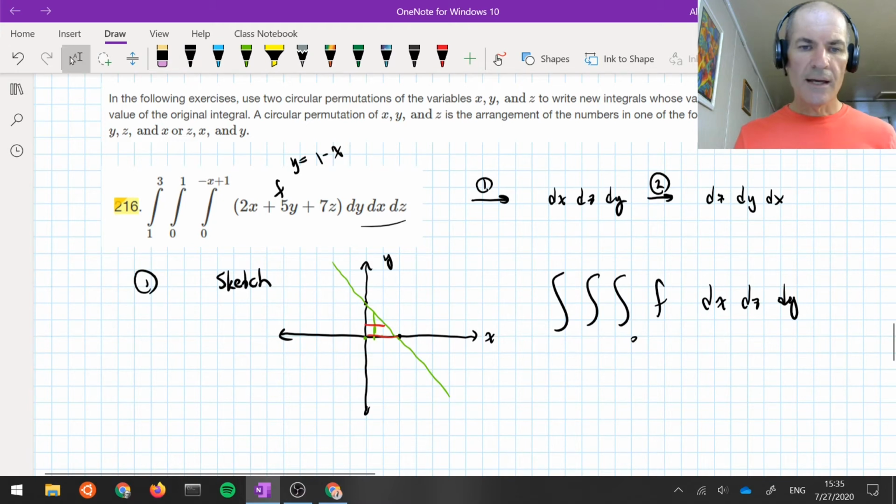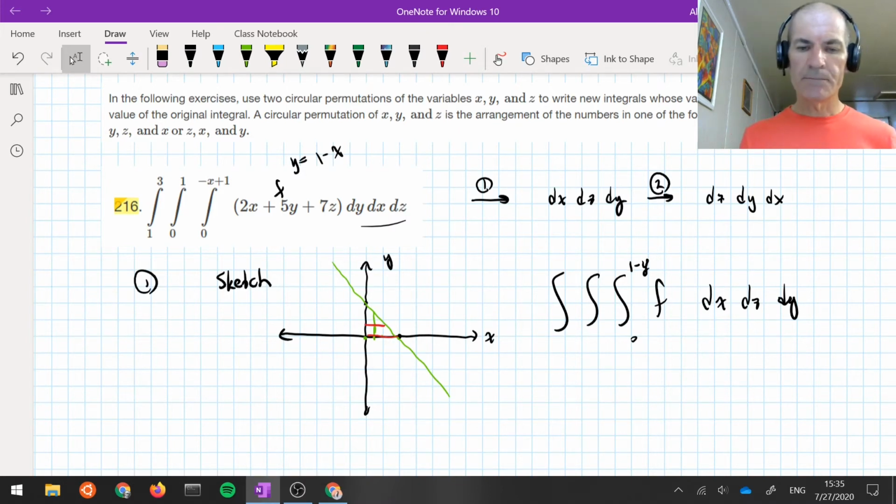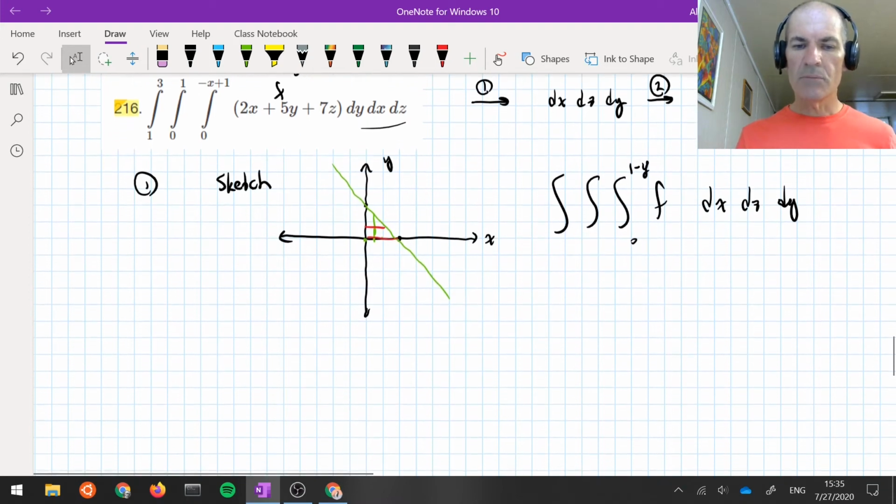The equation of this line is y equals 1 minus x. Of course, we need to solve for x. Doing so, we get x equals 1 minus y. Okay, so we've accounted for the x variable. The next step is to take this figure and smash it into the xz plane.